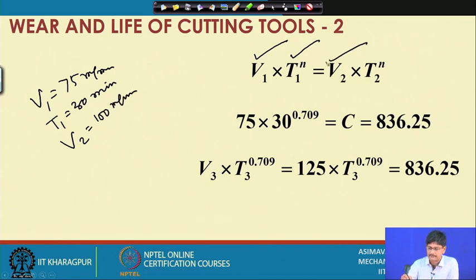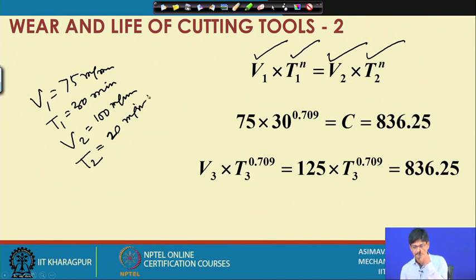So, this also we know. T 2, do we know? Yes, T 2 also we know. So, what is to be found out? N we do not know. So, T 2 is equal to 20 meters per minute, 20 minutes.